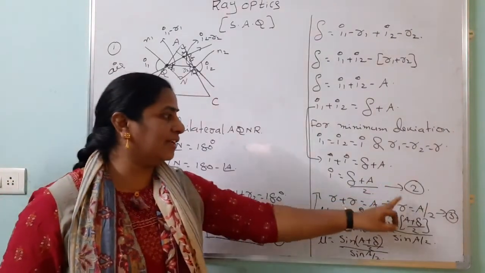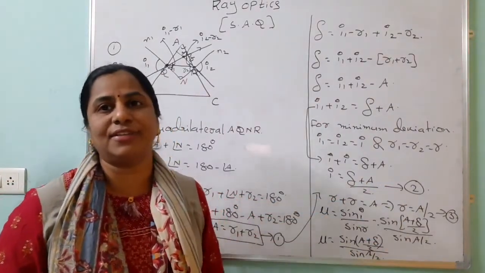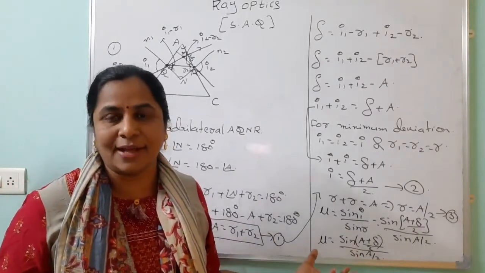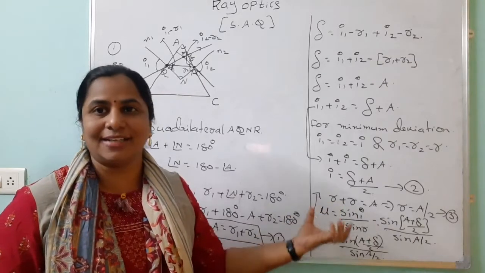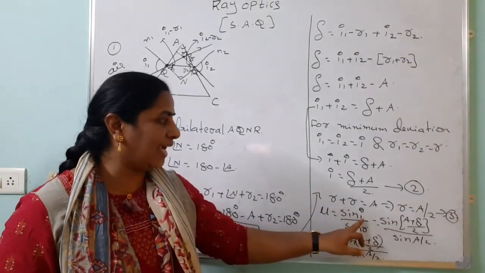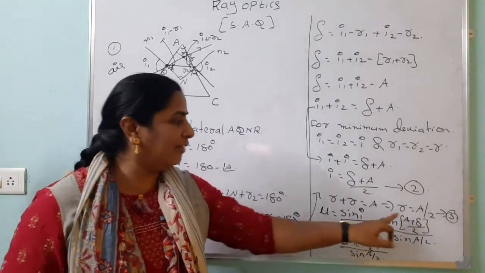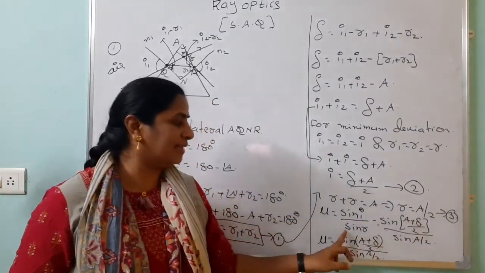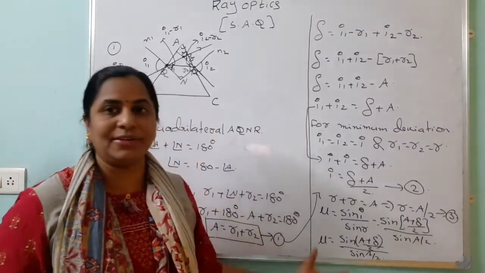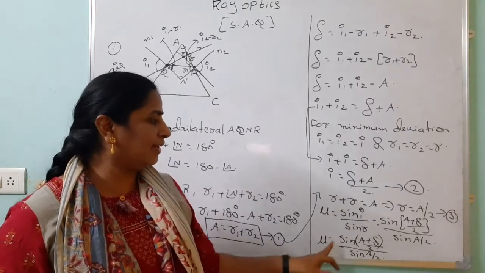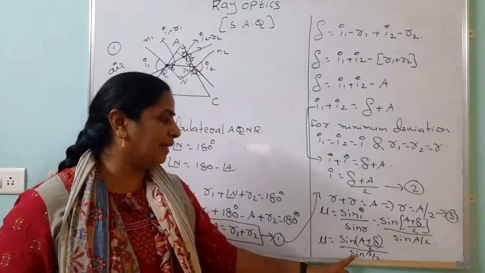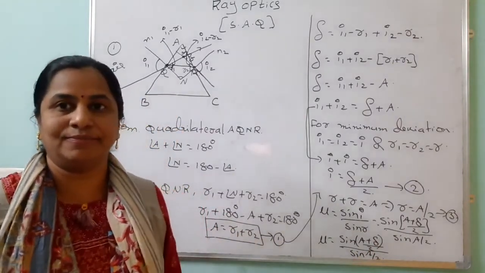So from these equations 2 and 3, we can find out the refractive index of the material of the prism. That is called Snell's law. It is the ratio of the sine of the angle of incidence, look here, so instead of I, we write A plus delta by 2, to the sine of the angle of refraction, that is represented by sin A by 2. Finally, this is the expression for the refractive index of the material of the prism: sin of A plus delta by 2 divided by sin A by 2.